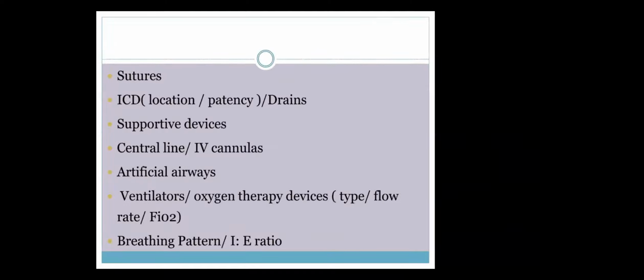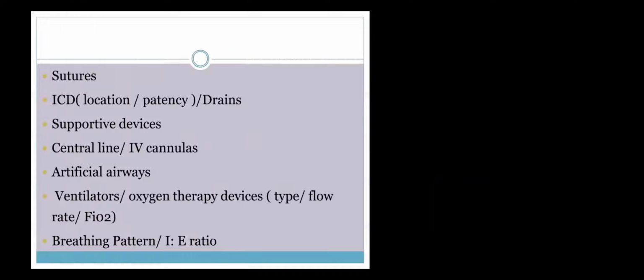Along with that, especially in post-op patients, you need to note down the suture site, ICD in terms of location and patency, drains if present, supportive devices, central line, IV cannulas, artificial airways if any, ventilators and the oxygen therapy devices. Whenever you mention ventilatory settings or oxygen therapy devices, the type of device, flow rate, FiO2, and in case of ventilator, mode, PEEP, and all these settings need to be specified. Breathing pattern of the patient and I/E ratio will also be useful.